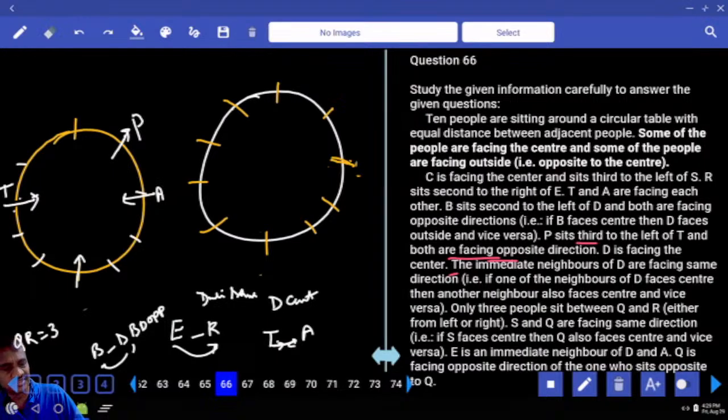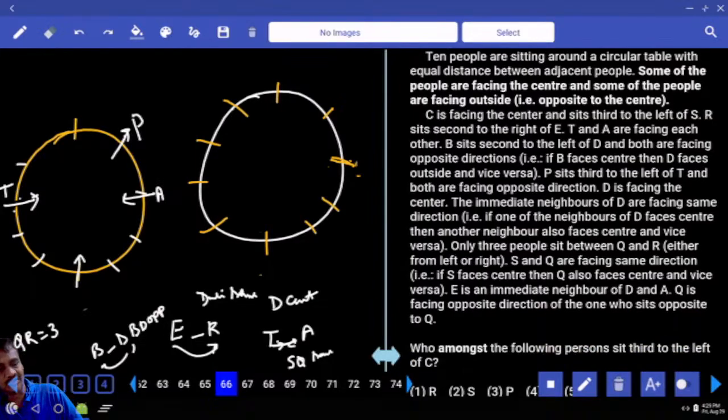S and Q are facing the same direction. S and Q, same. E is an immediate neighbor of both D and A. D and A will be like this. E is an immediate neighbor of both D and A.